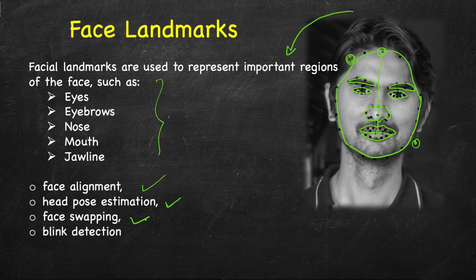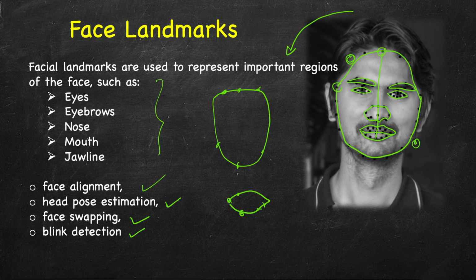You can do face swapping. So you have another face. You find the corresponding points in the other face, and your job is to align each point on top of this one. So you can do face swapping. Then you can detect blinks. If the eye is open, these points of the eye will have some distance between them, and each point will have a specific index.